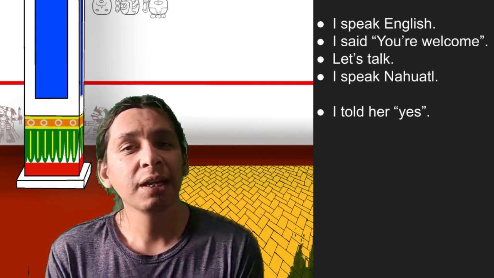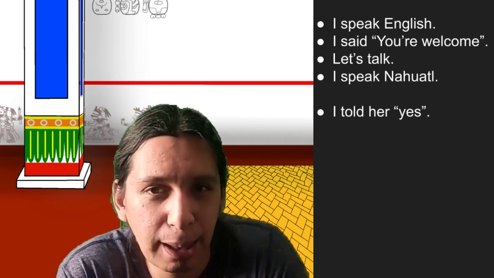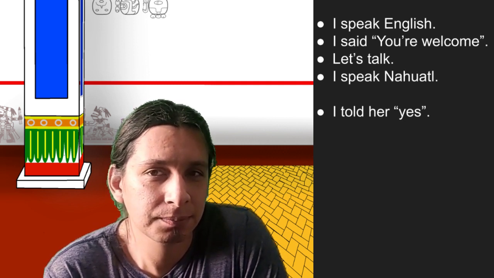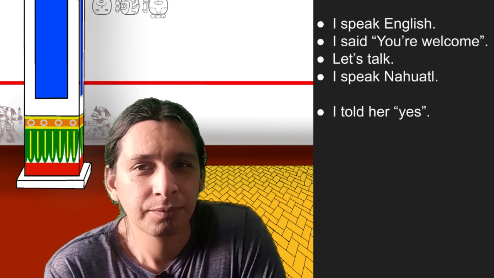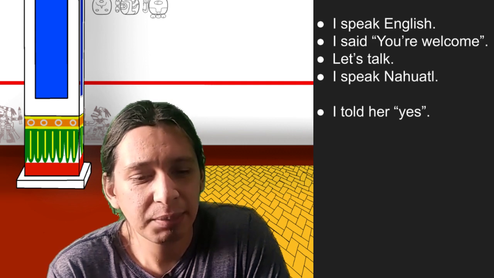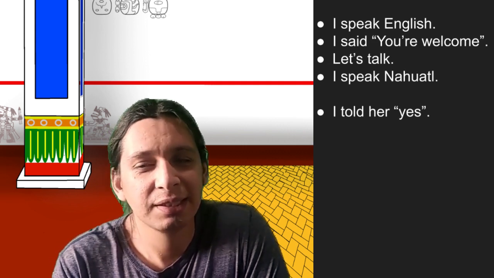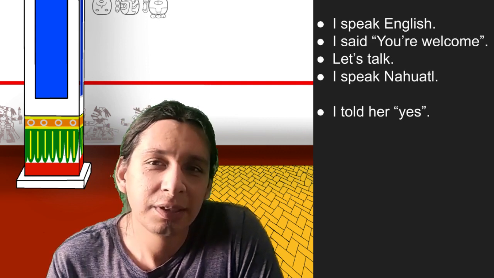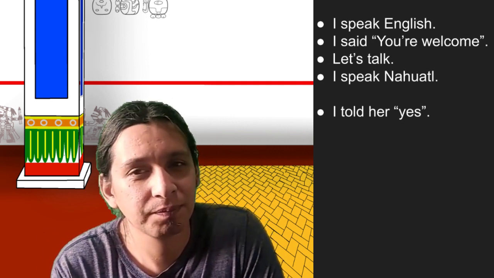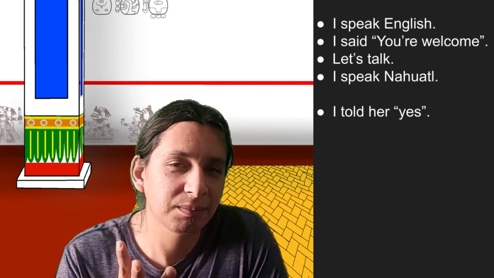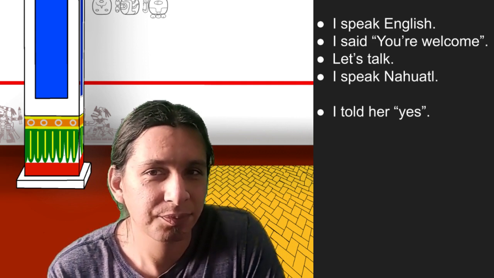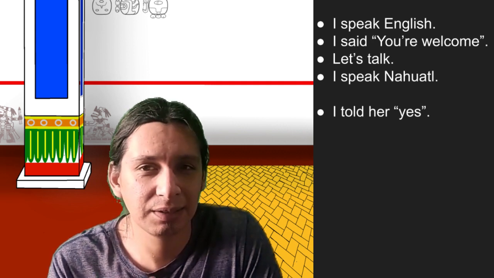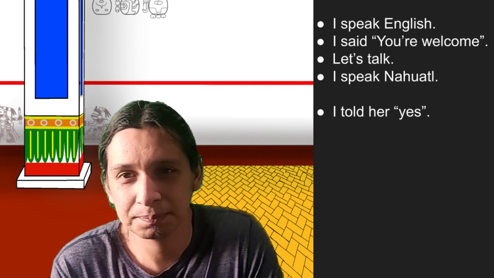Okay, how would you say I speak Nahuatl? Think about it. There's three ways. You could say nitlahtoa Nahuatl. Nisaniloa Nahuatl. Ni nahuati. And in the right context, ni kamati nahuatl. I speak nahuatl.